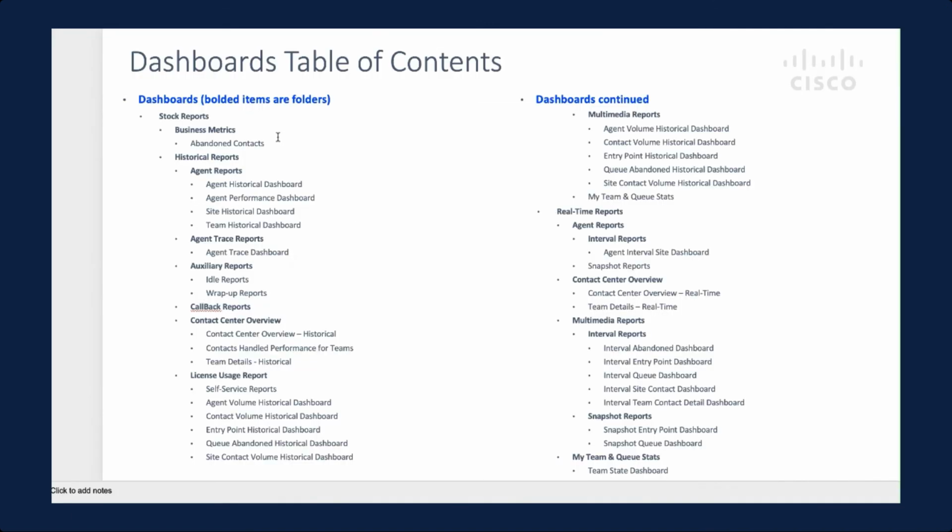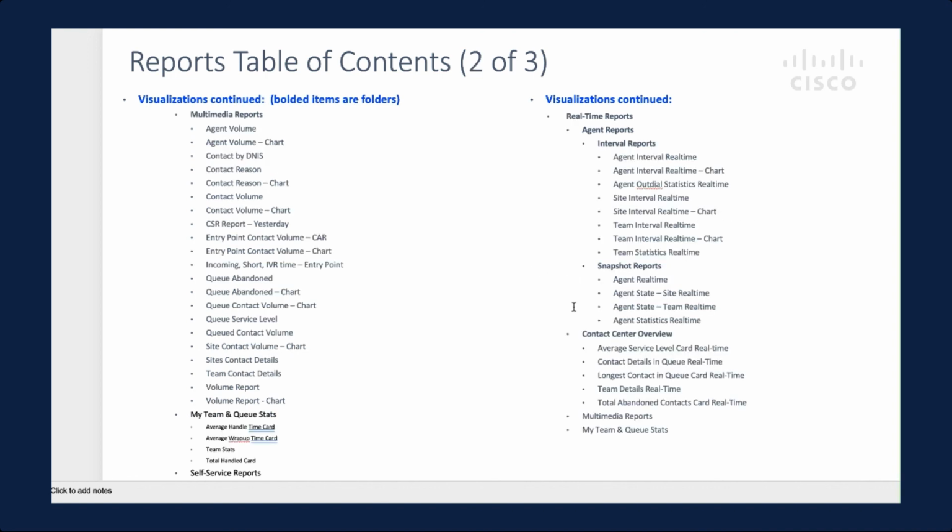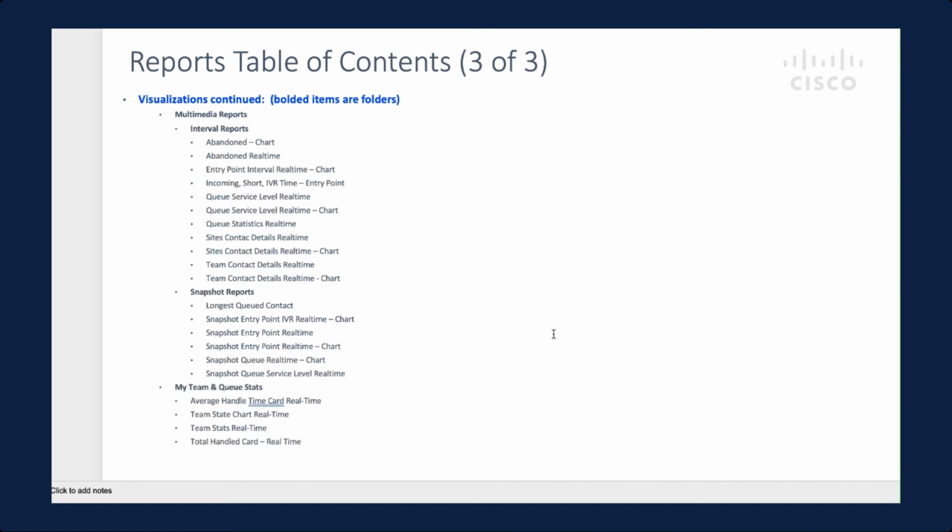And again, bringing up this PowerPoint and looking down at the visualizations, there are a ton of different visualizations built right into the system, with a folder full of a number of different business metrics visualizations, historical reports on agents, and auxiliary reports, and callback reports, contact center overviews and license usage, as well as 2 more pages, as you can see here, of reports, giving you everything that you might need from the multimedia side, team and queue statistics, agent reports, contact center overviews, both from a real-time as well as a historical, and also covering multimedia.